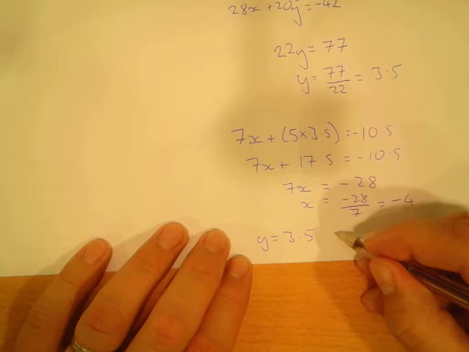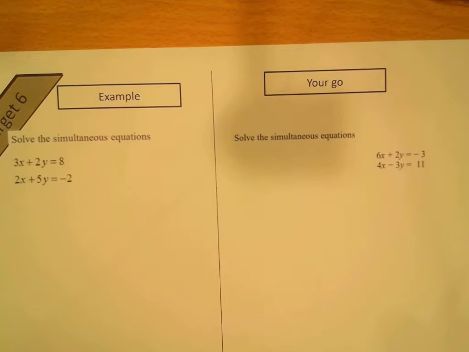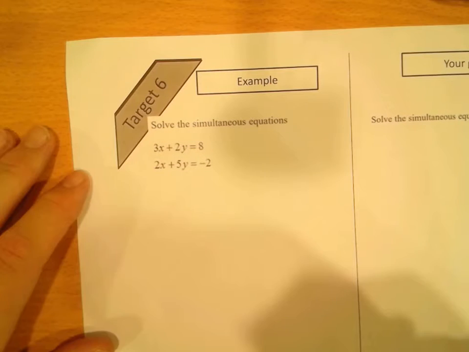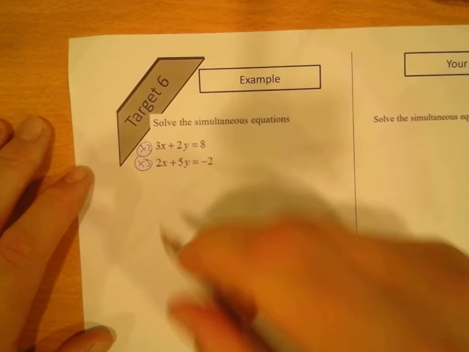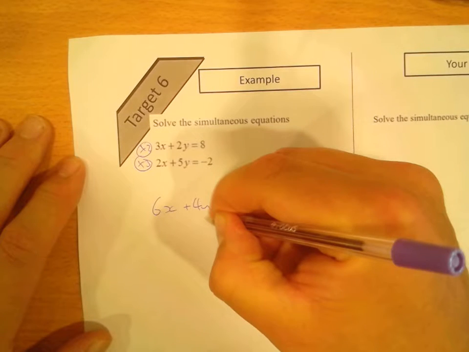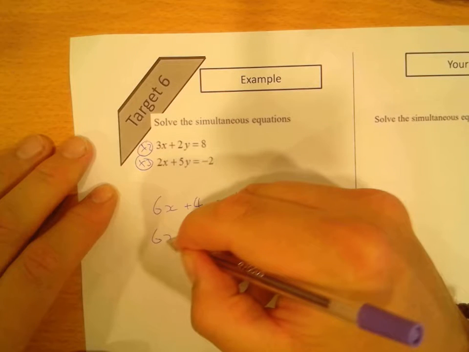Okay, so here are two questions for you to have an attempt at. Press pause. So, solve the simultaneous equation. 3x plus 2y equals 8. 2x plus 5y equals minus 2. So, I'll multiply this one by 2, this one by 3 to get my coefficient of x the same. This will give me 6x plus 4y equals 16. And then this one here will give me 6x plus 15y equals negative 6.